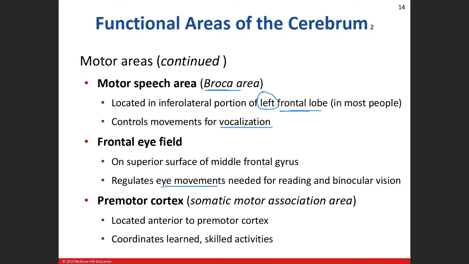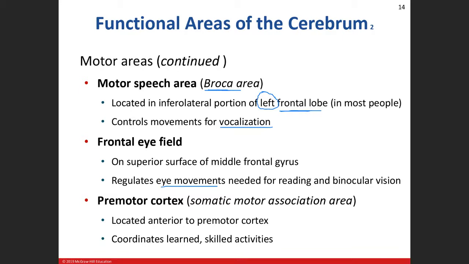Now, we're going to learn and talk about how when we do certain specialized functions, it's not just one area of the brain that does all the work. It gets input from other areas, especially if it's a refined function like playing the piano or doing some juggling or actually doing something that requires a lot of dexterity.